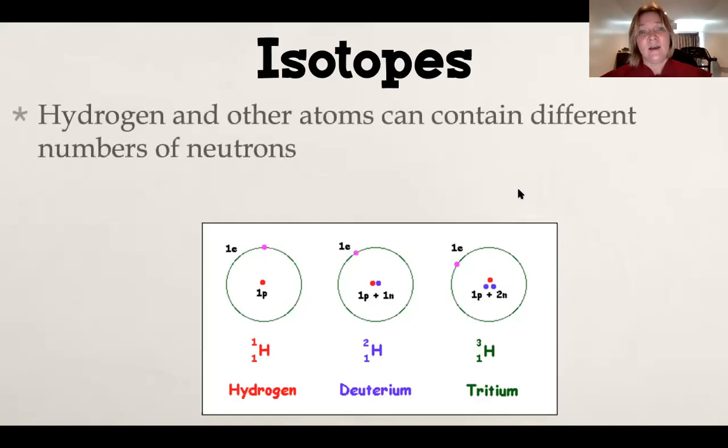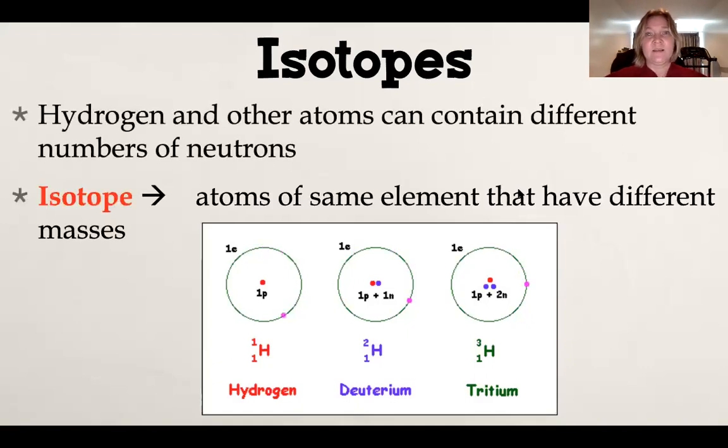Okay, now we have isotopes. An isotope is an atom of the same element that has a different mass. The different mass is based on the number of neutrons. So we have hydrogen, deuterium, and tritium. Hydrogen has 1 proton, deuterium has 1 proton and 1 neutron, which gives it an atomic mass of 2, and tritium has 1 proton and 2 neutrons, which gives it an atomic mass of 3. So each of these has a different atomic mass. However, because they all have 1 proton, they are all isotopes of hydrogen.